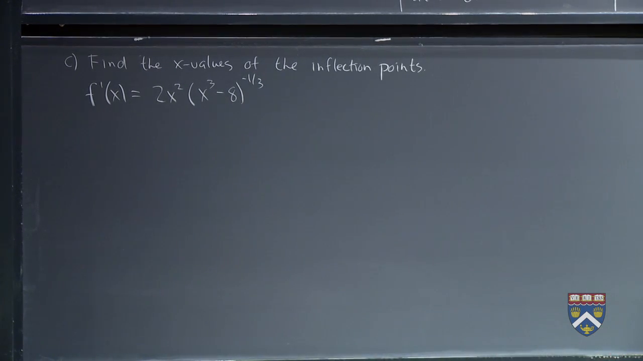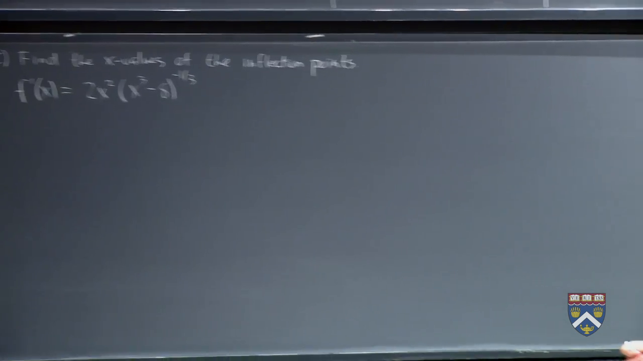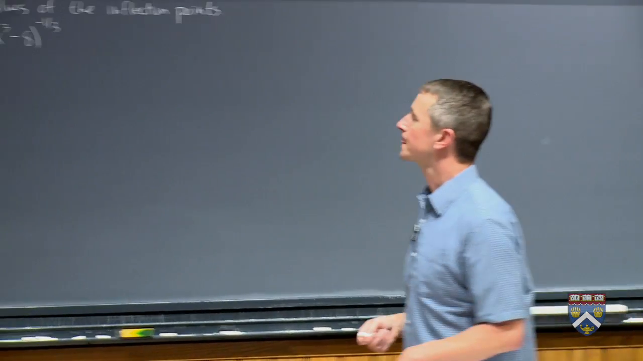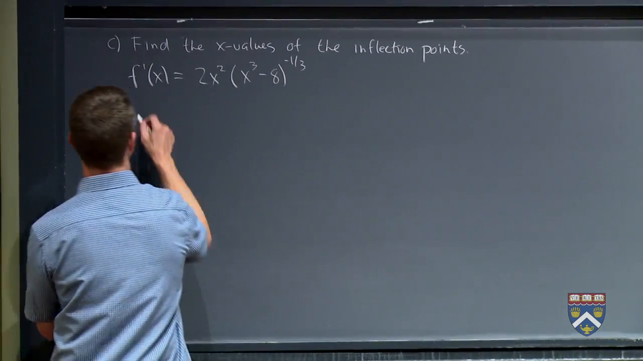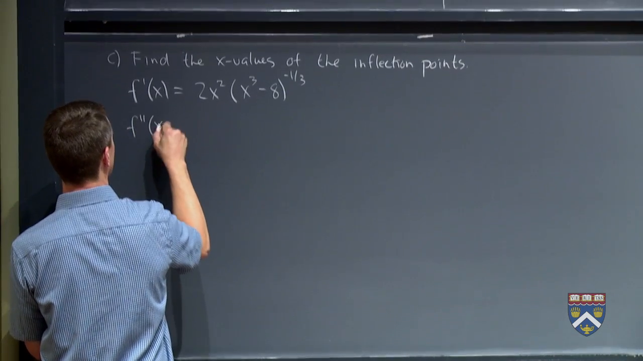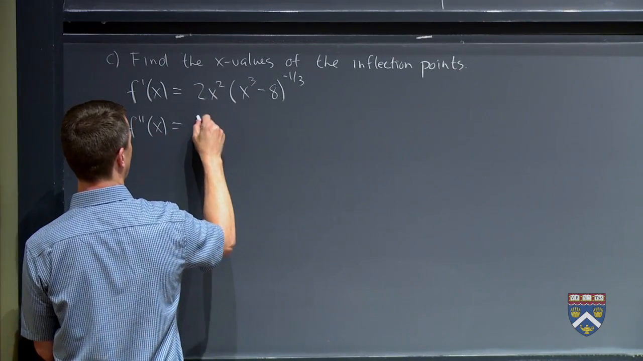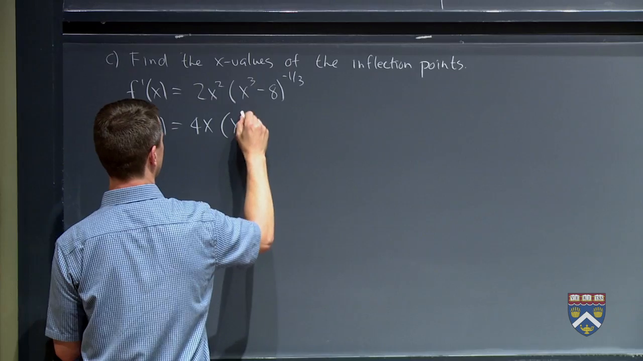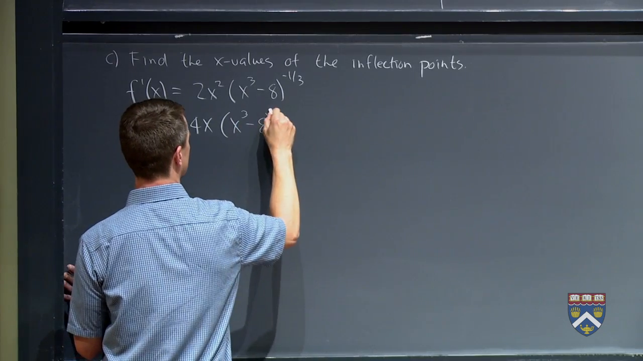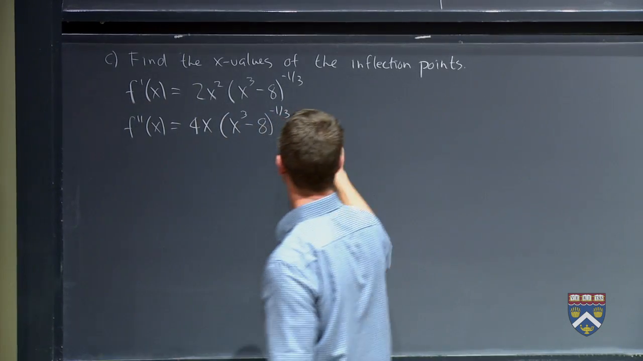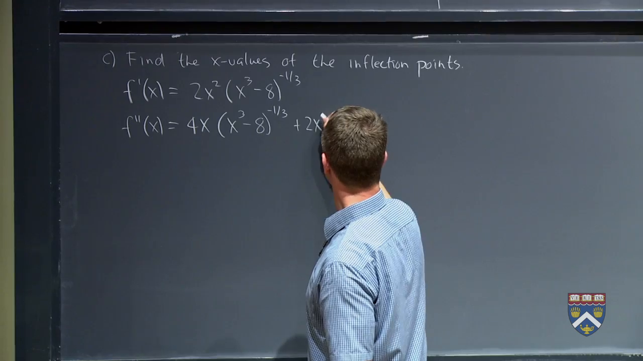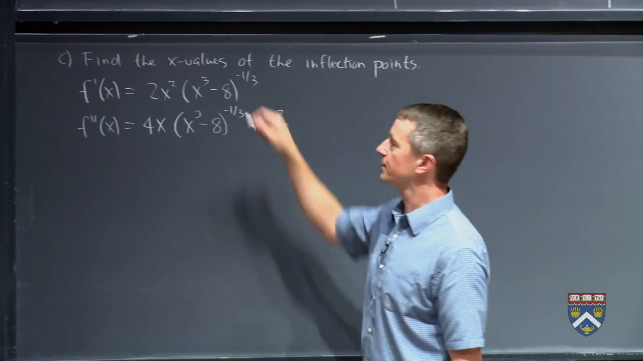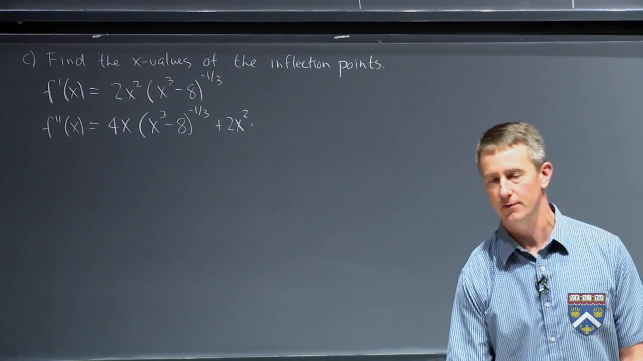So I just took the first line of f prime from the previous chalkboard, canceled the 3's, and put the x squared out front. So we've got a product rule happening here to get f double prime. Derivative of 2x squared is 4x, and then we leave the other piece alone. Then we leave the 2x squared alone, and we take the derivative of this x cubed minus 8 to the negative 1/3.